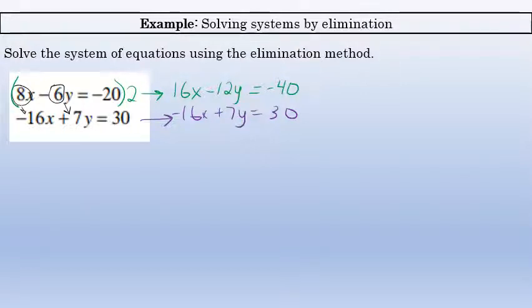On to step 2, which says we're going to put the equations together. We're going to combine like terms on both sides of the equation. 16x and negative 16x adds up to 0. That's eliminated in this step. Negative 12y plus 7y is negative 5y, and negative 40 plus 30 is negative 10.